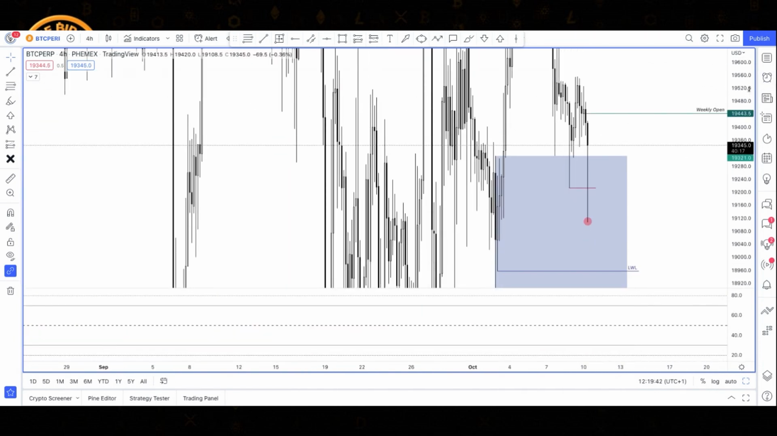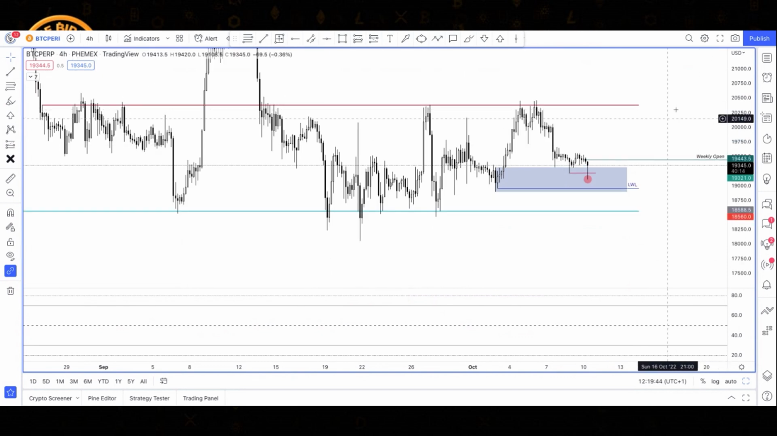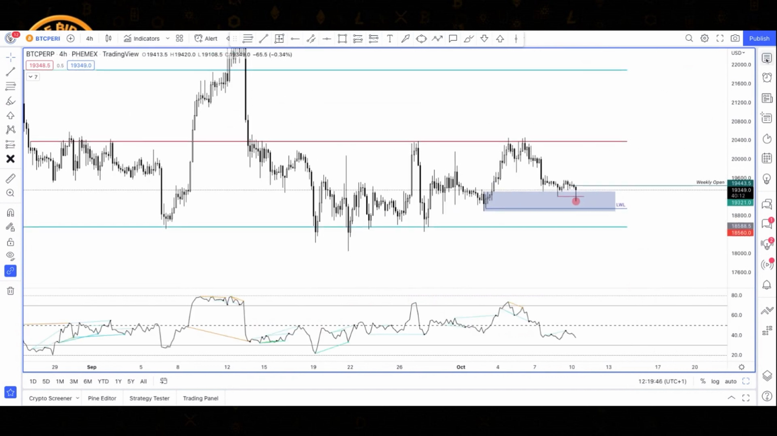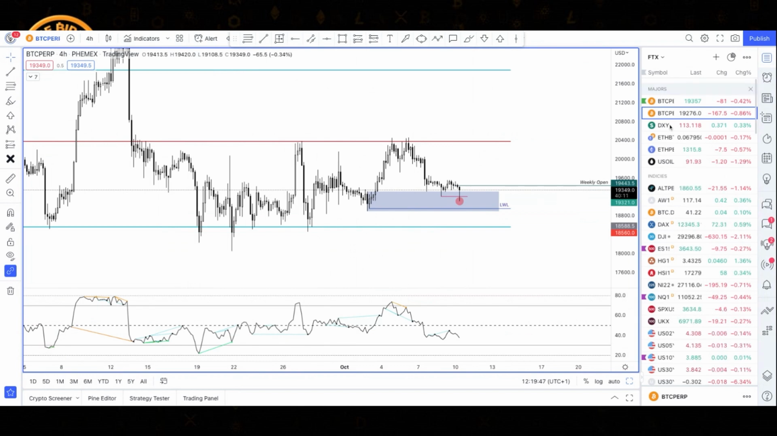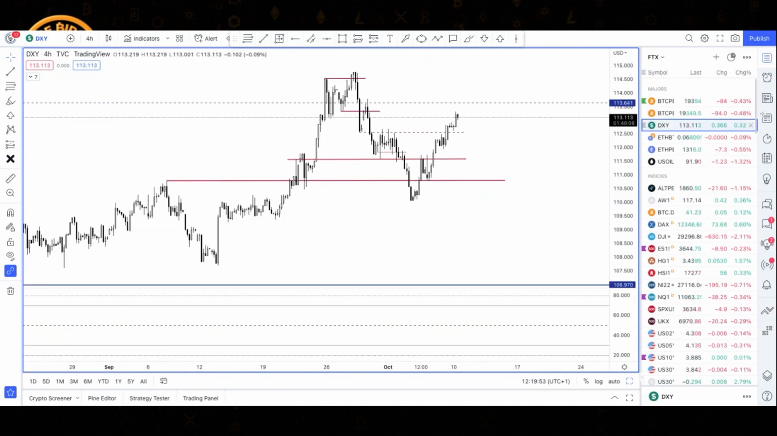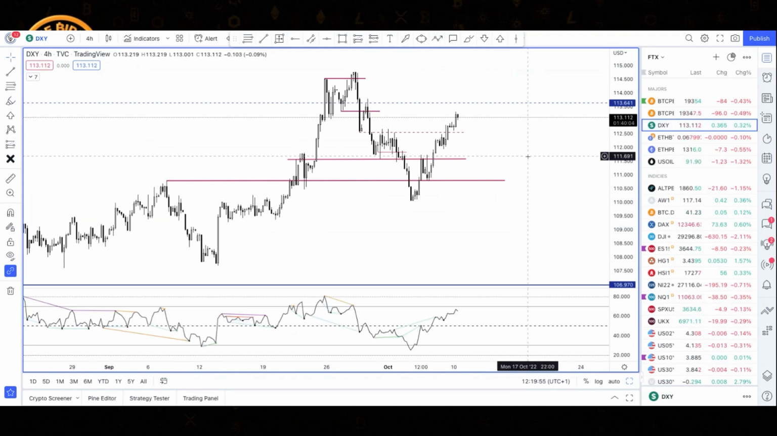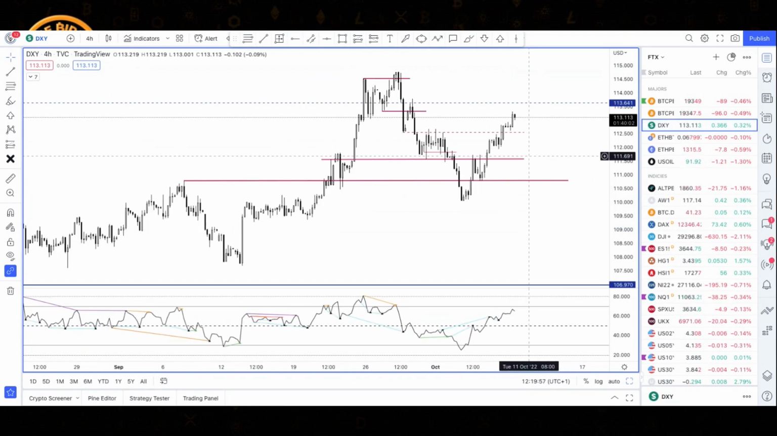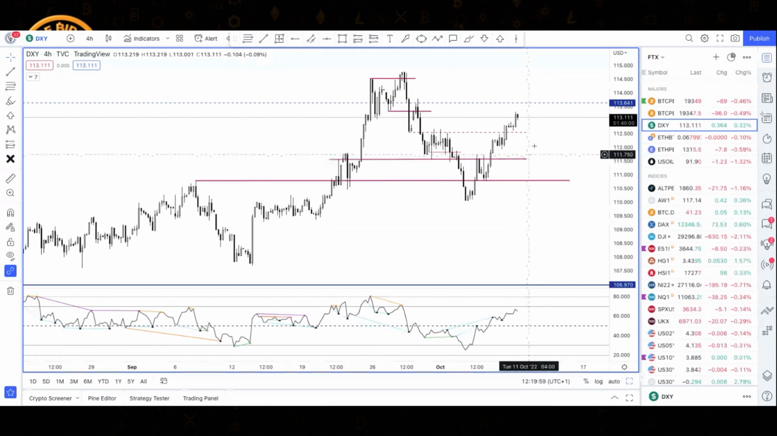A couple more things to cross over, guys, before I let you crack on with your Monday and wish you all the best. Let's take a look at DXY. I posted this chart this morning on Twitter.